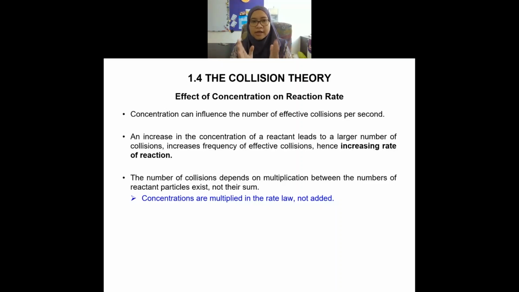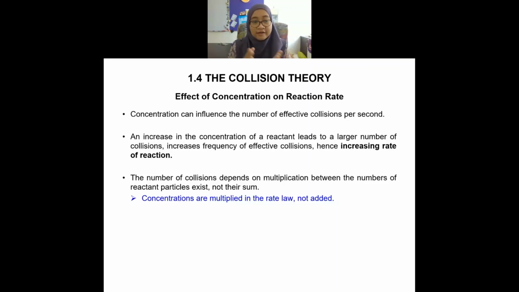Now we're going to look at the effect of concentration on reaction rate. The easiest way to increase the rate of reaction is by increasing the concentration of the reactant. By increasing the concentration of reactant, what we are trying to do is increase the number of molecules colliding. So when we increase the concentration, the number of molecules will also increase, and with that, the number of collisions will also increase.